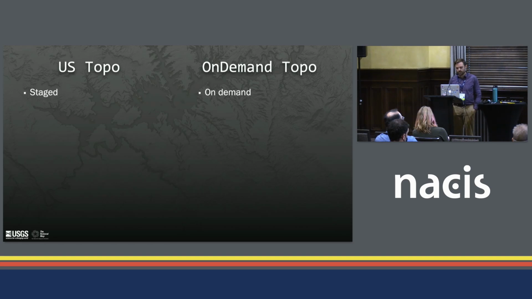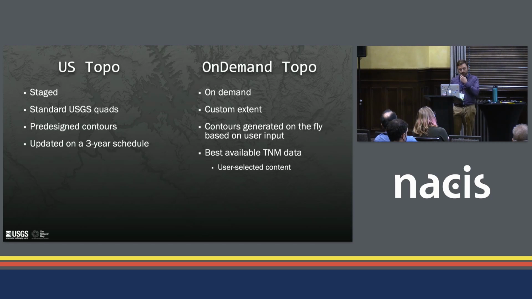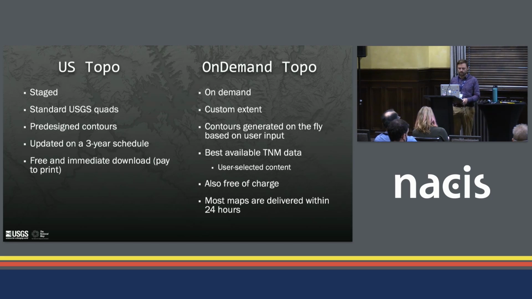So US Topo is staged, on-demand is on-demand. US Topo is the standard USGS quads versus custom extent. We have the contours generated on the fly for on-demand topos versus pre-designed contours. The topos are refreshed on a 3-year cycle versus us using the most current national map data available. And the US topos are free to print, for us, it's also free. For on-demand topo, it's also free.